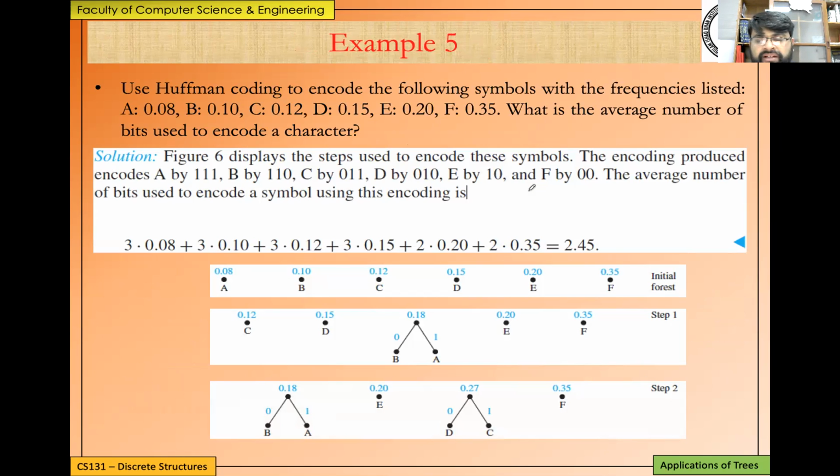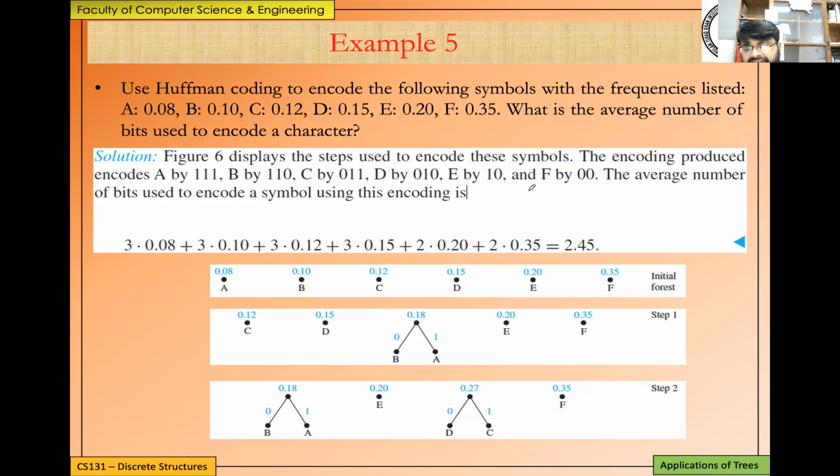Use Huffman coding to encode the following symbols with the frequencies listed. For example, A has a frequency of 0.08, B has a frequency of 0.1, C has a frequency of 0.12, D has a frequency of 0.15, E has a frequency of 0.2, and F has a frequency of 0.35. What is the average number of bits used to encode a character? So what is the average number of bits that is required to encode a character?